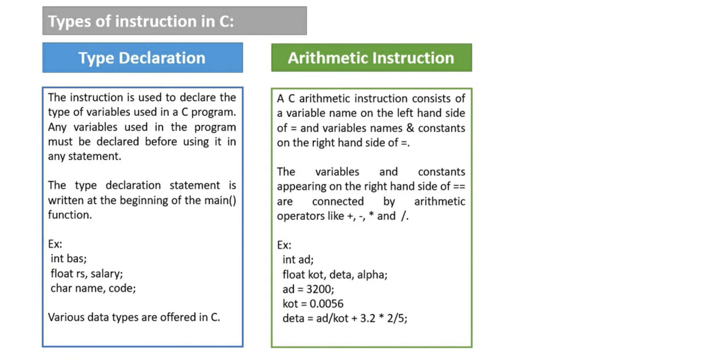int add; float kot, data, alpha. These are the variables and we have assigned values: add equal to 3200, kot equal to 0.0056. So data equal to add divided by kot plus 3.2 multiplied by 2 divided by 5. This complete instruction is a type of arithmetic instruction.